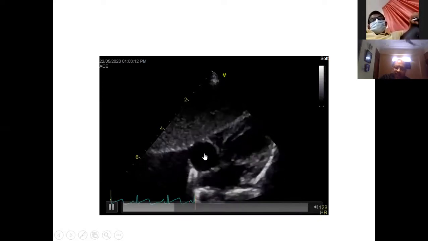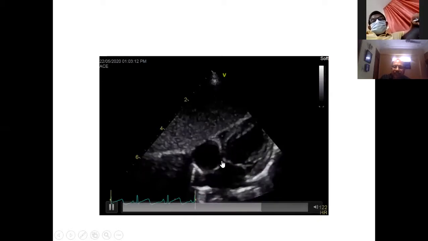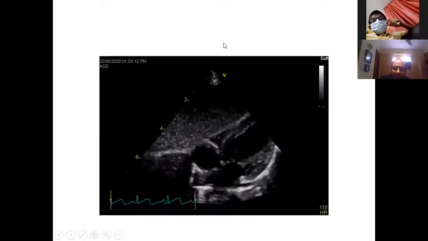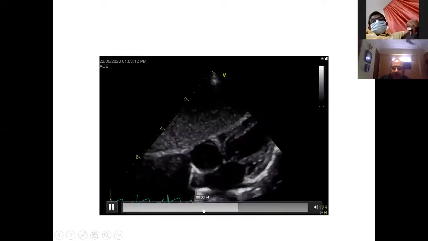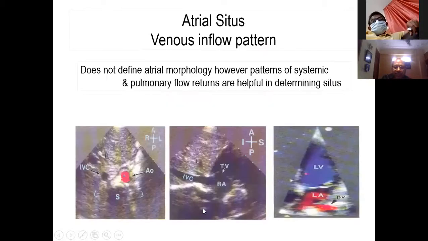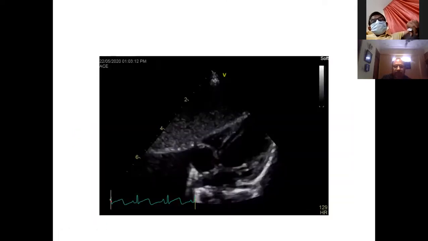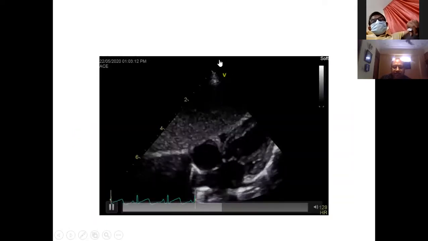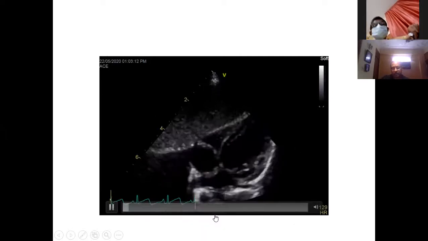So what we have is a right atrium and a left atrium. Once we identify these structures, this is anterior, this is left, this is right, this is posterior. If you go back to the previous slide, I said this is anterior, this is posterior, this is left, this is right. So if I transform the same slide into this presentation, this is anterior, this is left, this is right, and this is posterior.